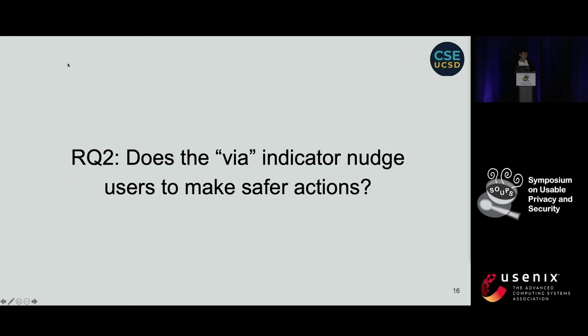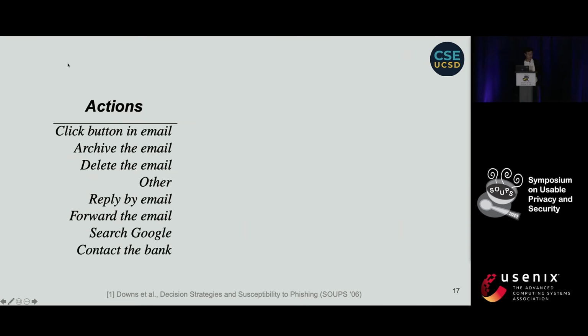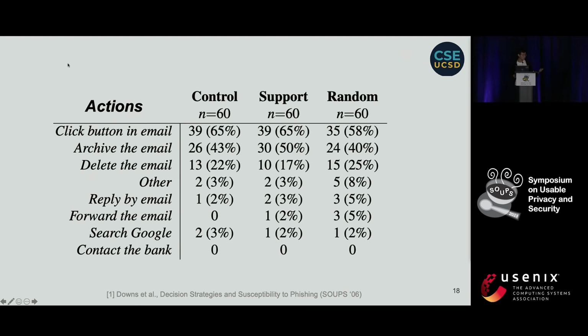And since most users did notice the indicator, we follow up with the question: does the VIA indicator nudge them to make safer actions? The way we answer this question is by looking at what actions users would take when they're presented with the email. We adopted this list of actions from prior work, and users are free to select all the actions that apply. Now we are ready to compare the actions across different groups.